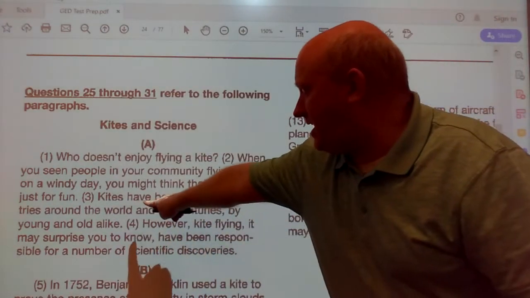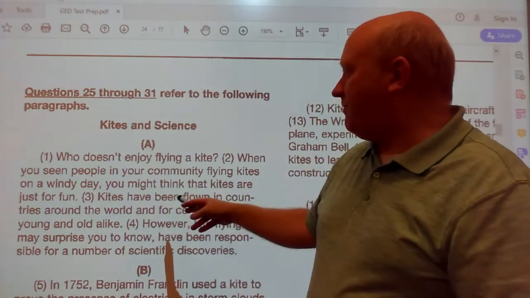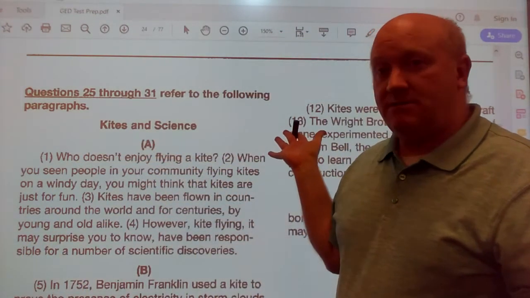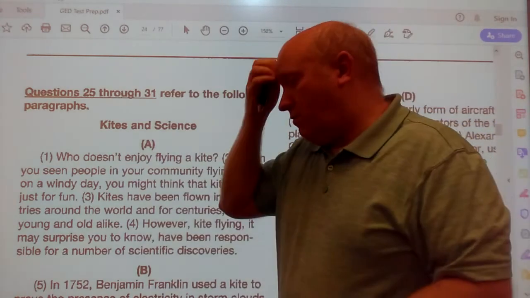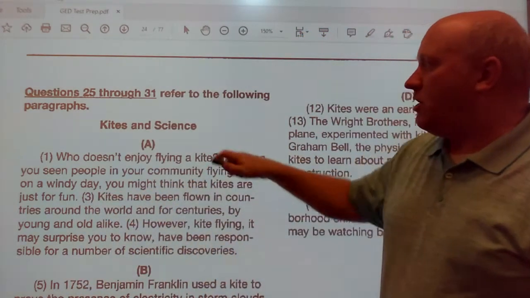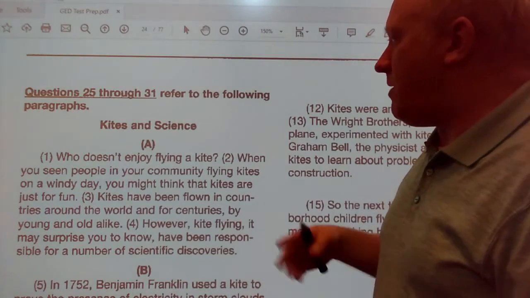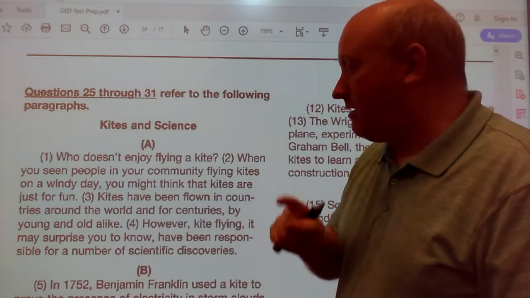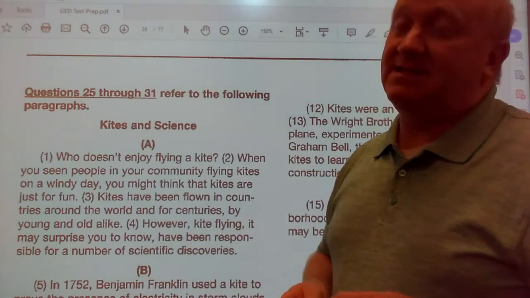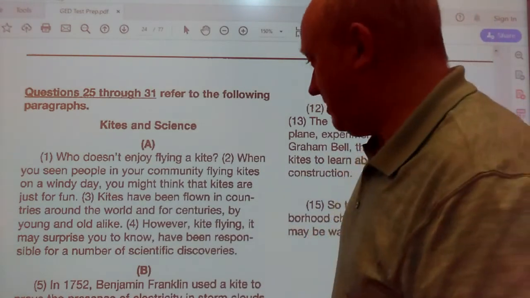Sentence 3 here. Okay, it says move it to the beginning of paragraph A. Well, let's see. Kites have been flown in countries around the world for centuries by young and old alike. Who doesn't enjoy flying a kite? Okay, or what about removing sentence 3? Removing this altogether. Who doesn't enjoy flying a kite? When you see people in your community flying kites, you might think that kites are just for fun. However, kite flying, it may surprise you to know, have been responsible for a number of scientific discoveries. For example, electricity and weather measurements, which we'll get to in a minute.